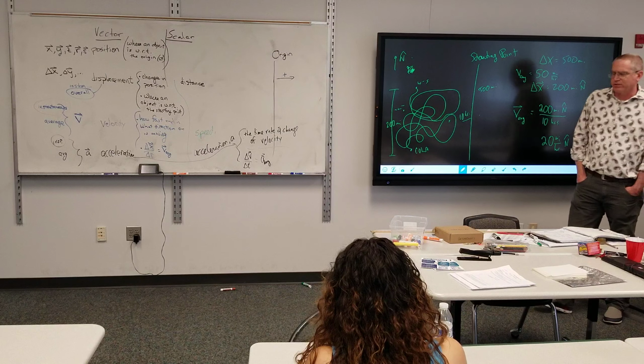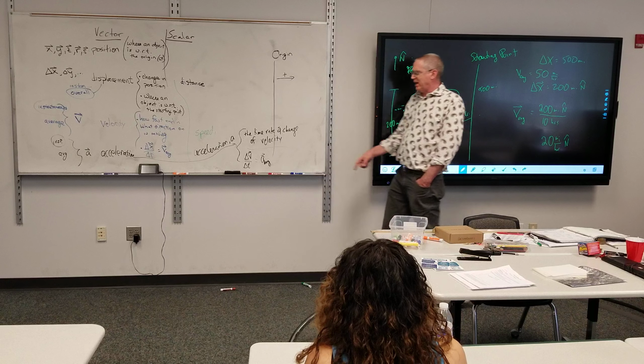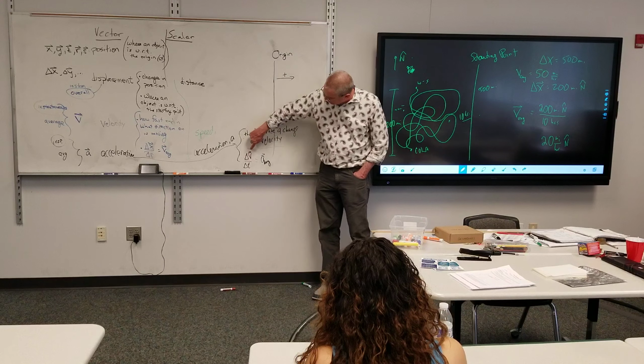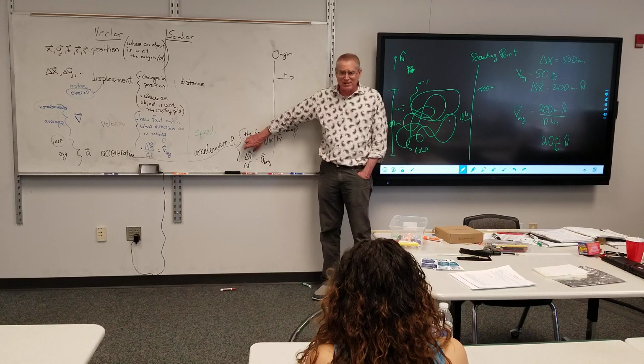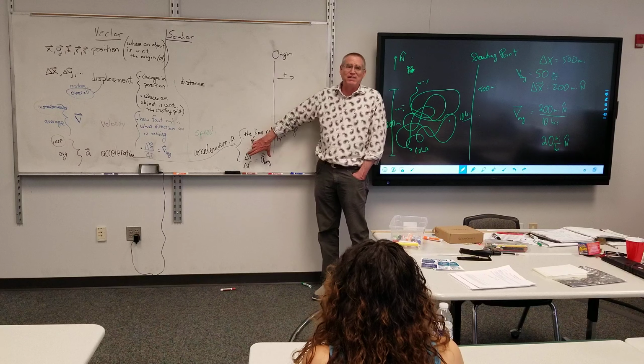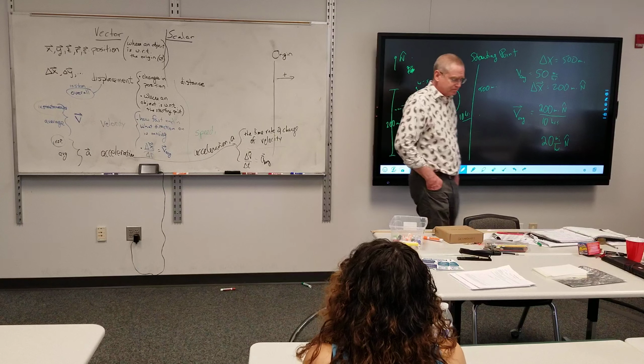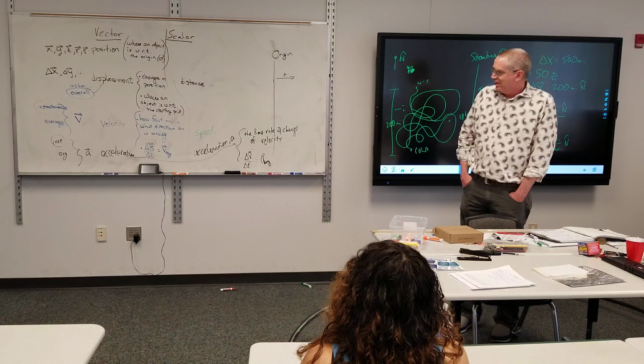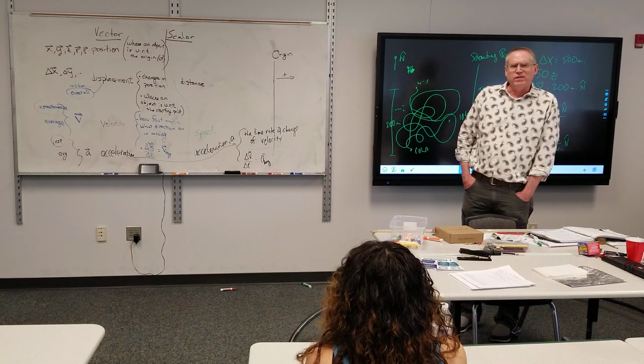Now, the direction of acceleration is the same direction as the change in velocity. I got a formula right here. I got a vector symbol. I got only 2 vectors: change in velocity and acceleration. They have to be the same direction. But it's not always easy to think of it that way.